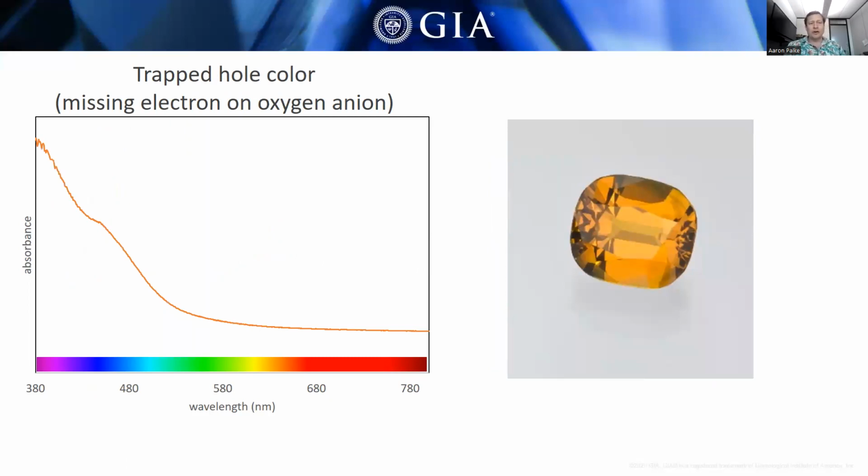Now, there's another chromophore that can behave somewhat like the yellow chromophore from iron. This is called a trapped hole. A trapped hole is a little bit of a difficult concept to explain, but basically what's happening is that aluminum ions in the corundum structure have a charge of 3. But nature is kind of dirty, so we can put other ions on the same crystallographic site as the aluminum.